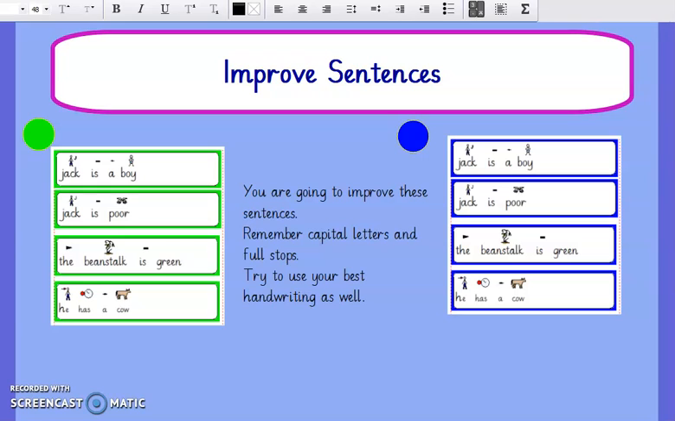Green and blue grip, you're going to improve your sentences. Can you remember to include a capital letter and a full stop? Can you do them in your neatest handwriting? You can write these into your book.